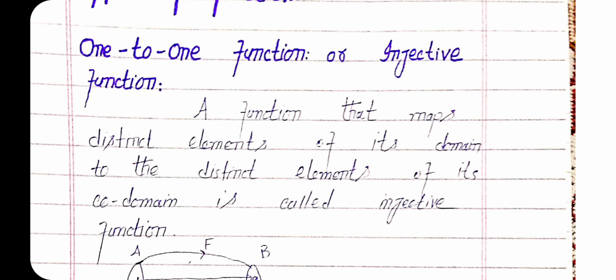A function that maps distinct elements of its domain to distinct elements of its codomain is called an injective function. In the definition of a function, we see that for every element of the domain there is a unique element in the codomain. But in the case of a one-to-one function, distinct elements of the domain map to distinct elements of the codomain.